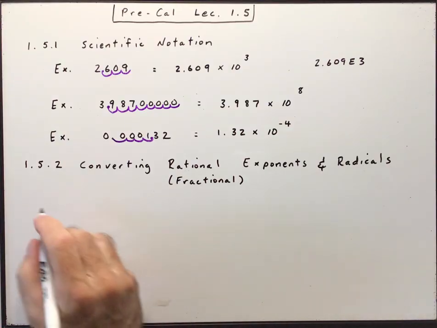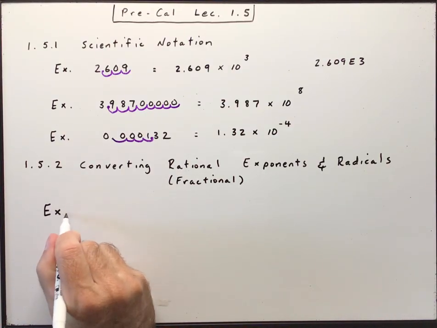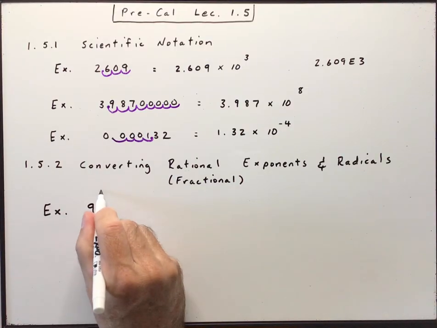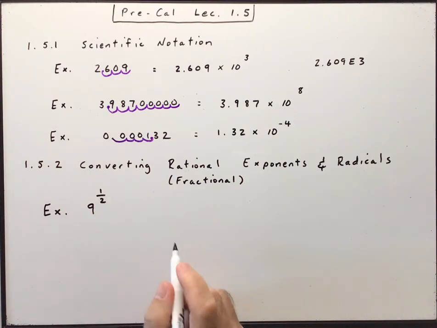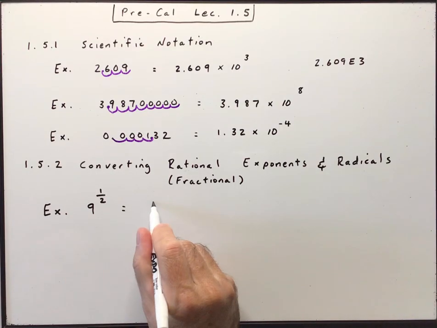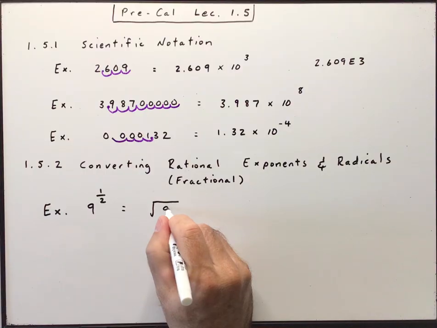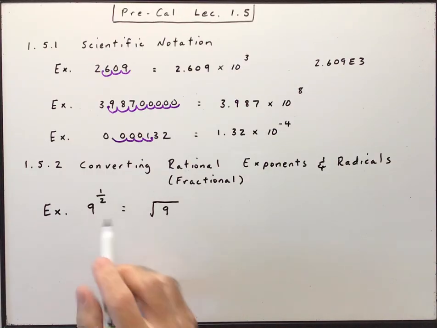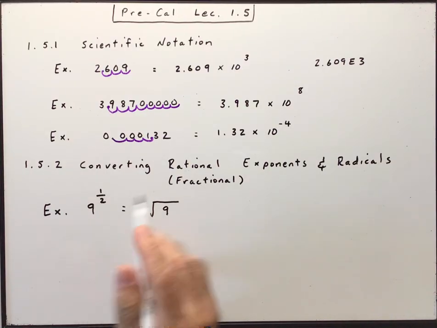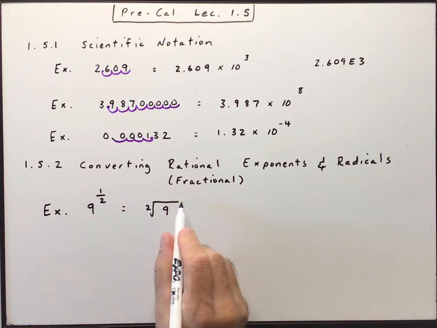Okay, so let's talk about fractional exponents. Let's say you have our first example, 9 to the 1/2 power. The way you write this as a radical is you would put the 9 underneath the radical. The denominator of the radical goes in the crook. All right, so that's square root.